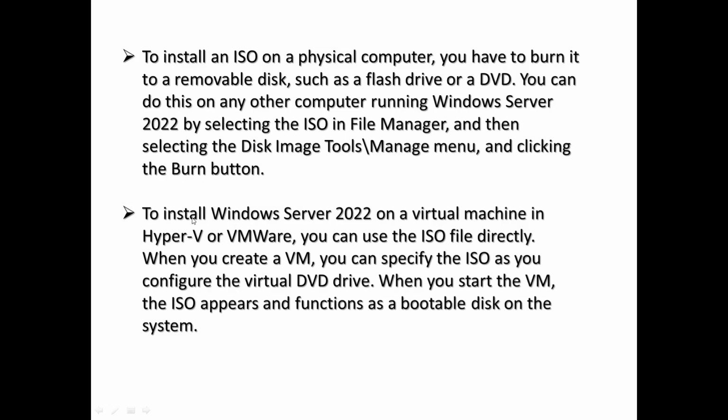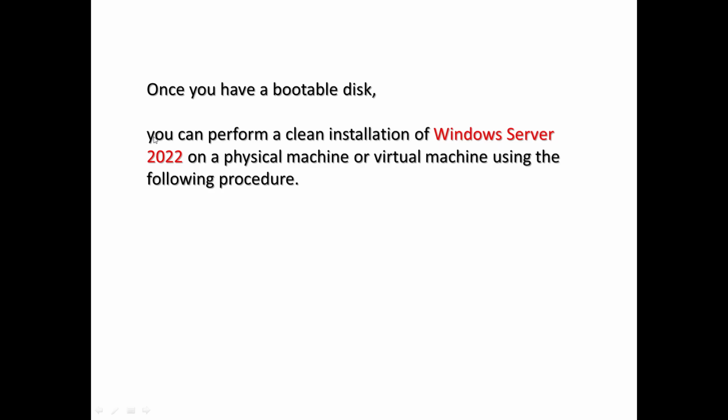But if you are installing Windows Server 2022 on a virtual machine, either on Hyper-V or VMware, you can use the ISO file directly. We are going to see this because this is the most used option. When you create a virtual machine, you can specify the ISO as you configure the virtual DVD drive. When you start the VM, the ISO functions as a bootable disk on the system. Once you have a bootable disk, you can perform a clean installation of Windows Server 2022 on a physical machine or a virtual machine using the following procedure.